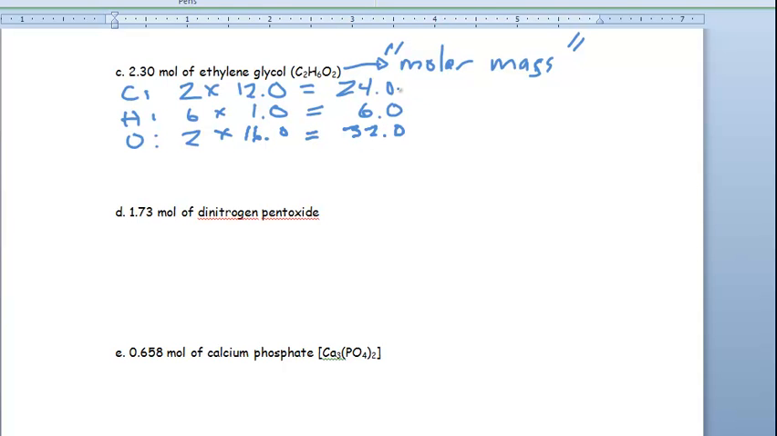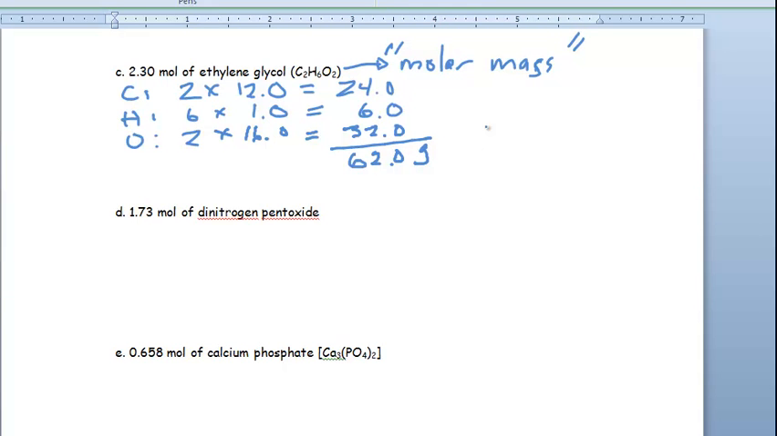Okay, so there we go. These are the contributions to the molar mass from each of the 3 elements in ethylene glycol. All right, so when we add that up, 24 plus 6 is 30, and 30 plus 32 is 62.0, and that's grams. Okay, so there's our molar mass.